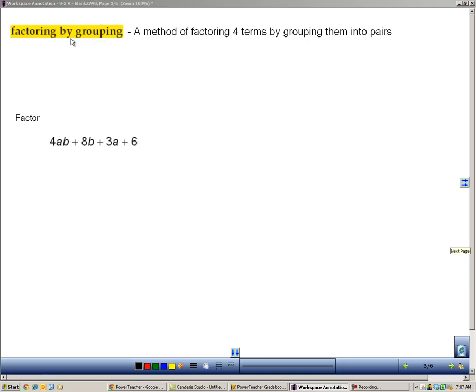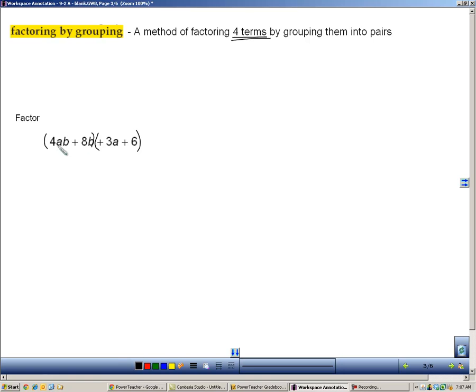Here we'll learn about a special method of factoring called factoring by grouping. And you use this method when you have 4 terms that you're trying to factor. And what you do is you group them into pairs and factor those pairs individually. So here we have a 4-term polynomial, and we will group it. Make sure when you group it that you include the sign right here that's in the middle with the number that it goes with, because that sign is important.